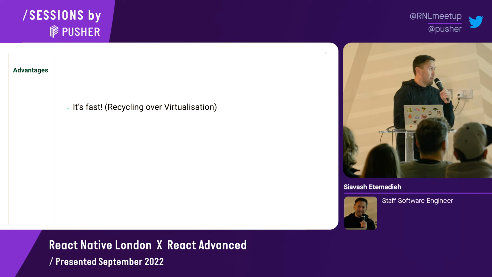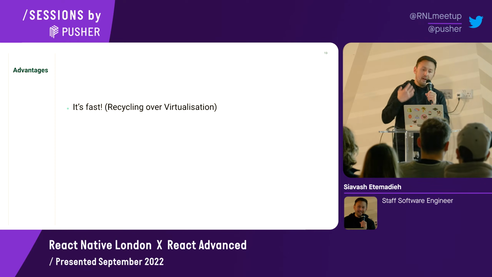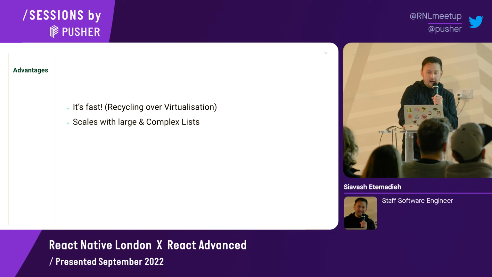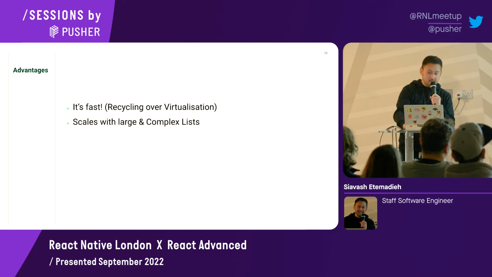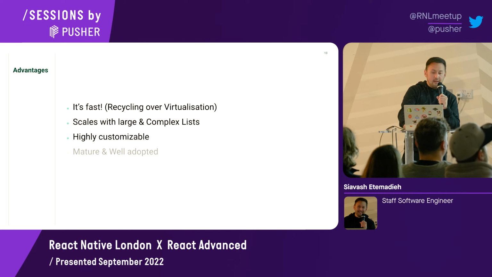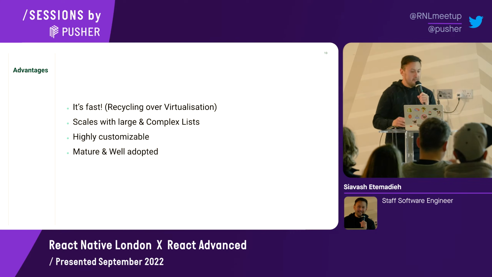The way it got fast was it took a different approach to optimization than FlatList. So FlatList took virtualization as an optimization. RecyclerListView went further and did recycling, and I'll explain a bit about that in a later slide. And it scaled really well with the large and complex lists that we were having. It's also highly customizable. It's actually got a much bigger superset than FlatList if you're looking for different features. And it's already used in production. It's pretty mature, well adopted.